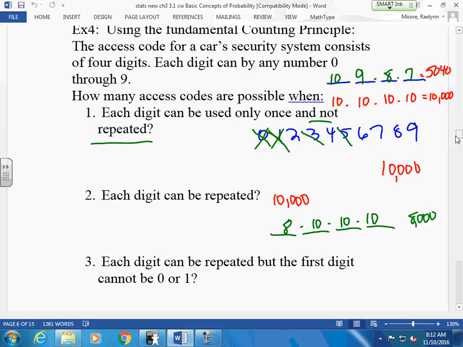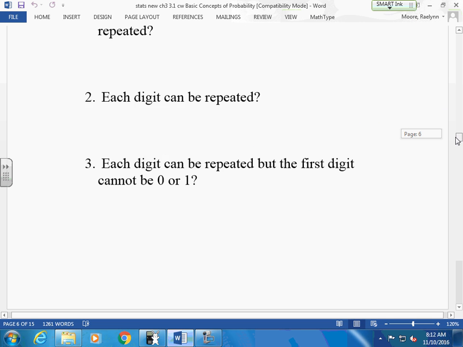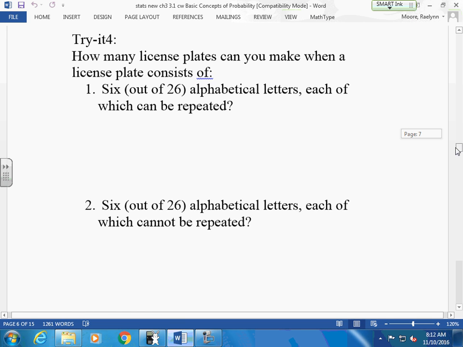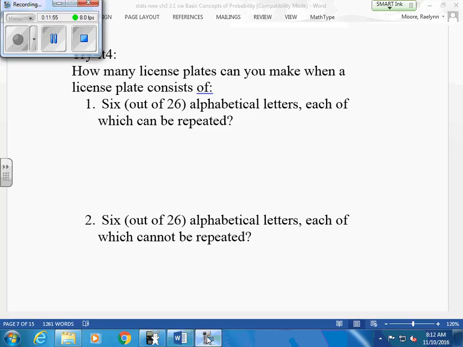So we kind of feel what's going on here. This is important that you get this. So you guys try this. Try this one first. I want to see you lay it out.